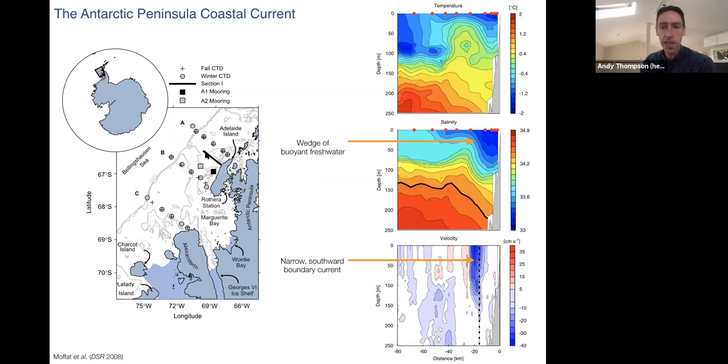And so this is a really nice section that was collected by Moffat and colleagues along the West Antarctic Peninsula here, shown by this black line. If you look at the salinity section, this wedge of relatively buoyant fresh water near the coast gives rise to a quite narrow and vertically sheared southward boundary current in thermal wind balance. The coastal current is well documented in various parts of Antarctica, especially in the Weddell Sea. There is less evidence of what this current looks like, say, in the Bellingshausen Sea, and the degree to which it actually can connect different regions of Antarctica.